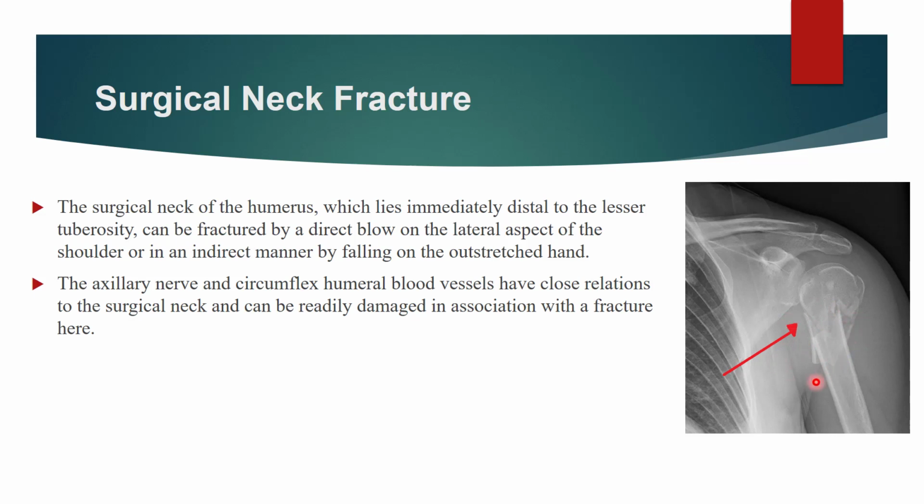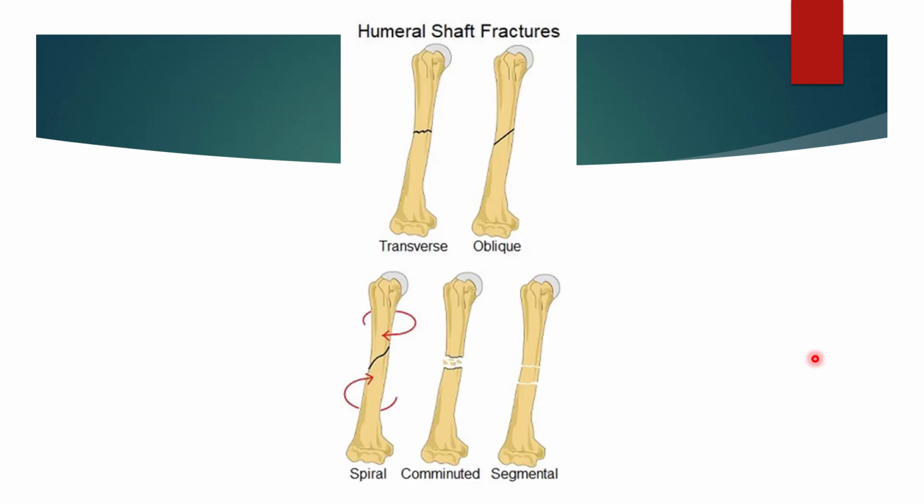So you have to remember the relation of the surgical neck of the humerus and the axillary nerve and the circumflex humeral vessels, which are anterior circumflex humeral artery and posterior circumflex humeral artery.